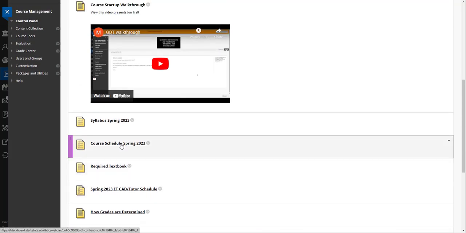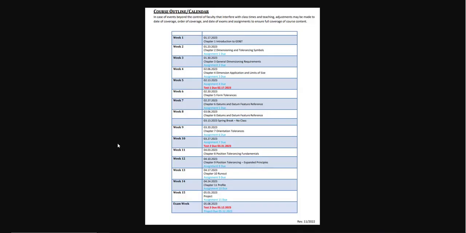Before I continue, let me take a look at the schedule. Okay, so here's the schedule. It's divided by chapters. So every week we're going to essentially be working on a chapter. So week 1 we're going to be working on chapter 1, Introduction to GD&T. These dates here are typically Mondays. I do not believe that this one's a Monday due to the Martin Luther King holiday. But typically these dates shown here are Mondays.